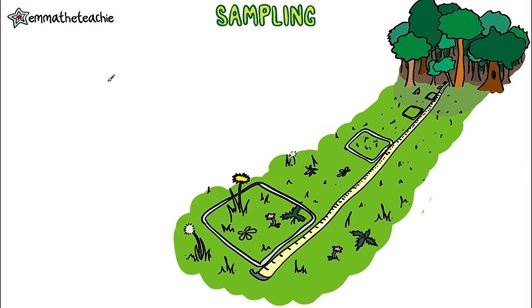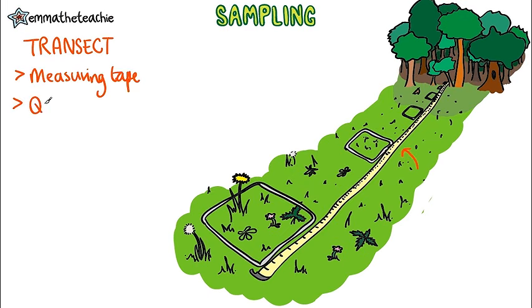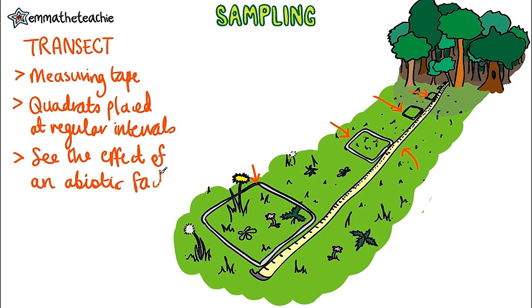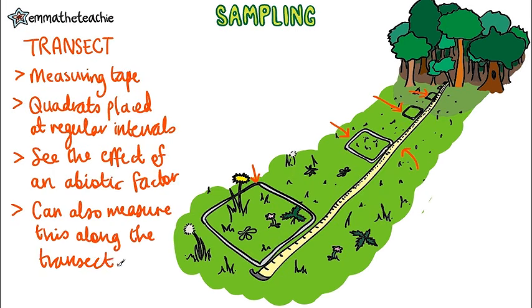The second method of sampling is a transect. We're going to look at line transects. This is just a measuring tape that is stretched between 2 points with quadrats placed along it at regular intervals, like every 5 meters. It allows you to see the effect of an abiotic factor on the organism distribution, and you can also measure this factor along the transect.